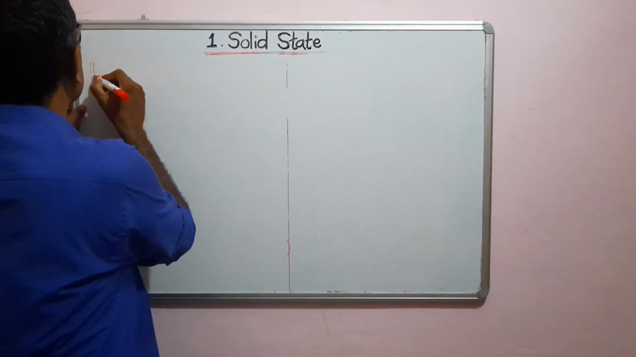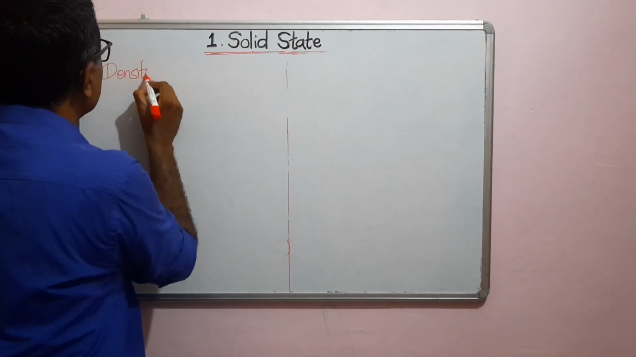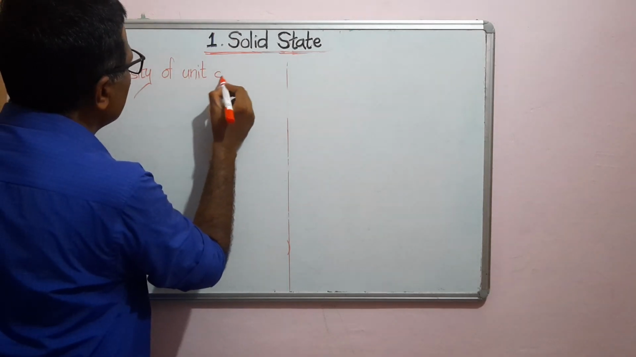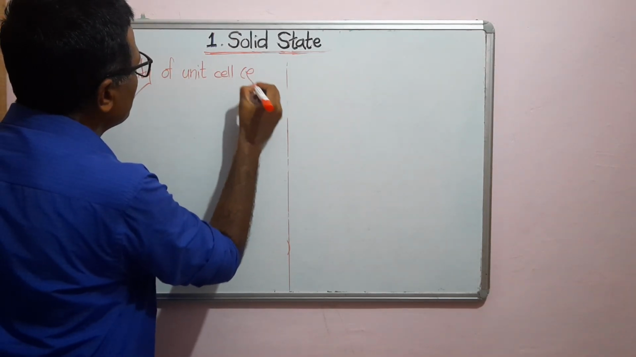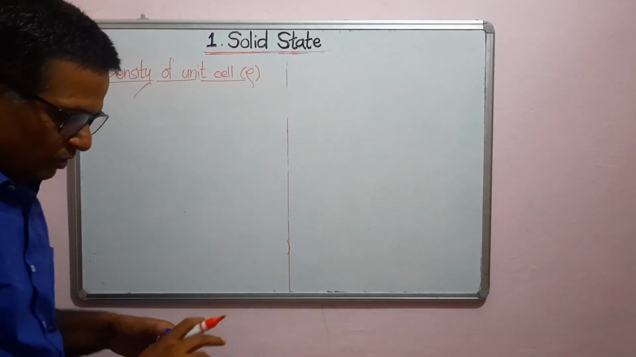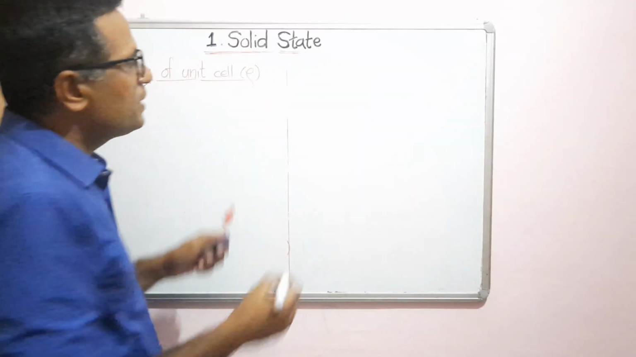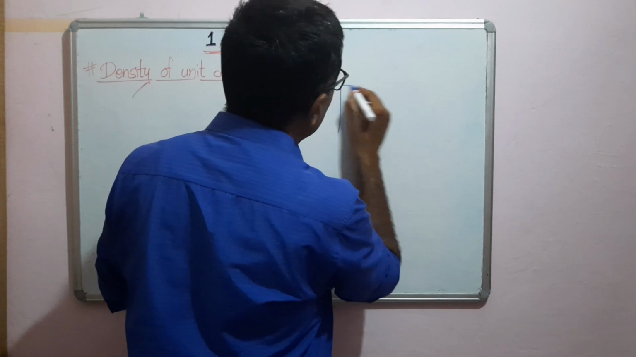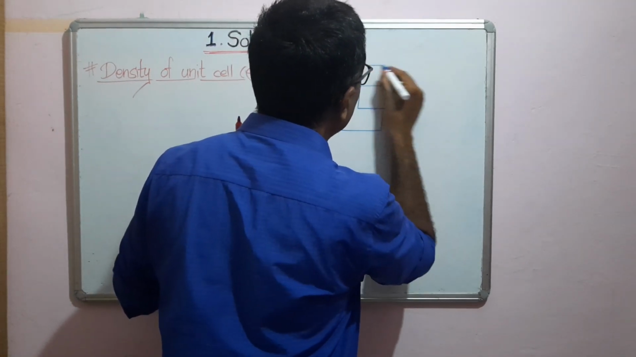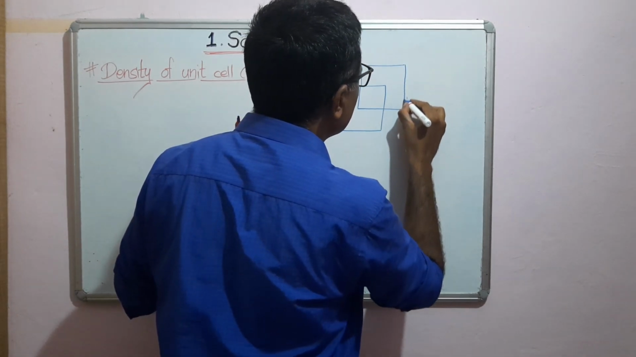So we'll start with the topic, that is the density of unit cell, which is denoted by letter rho. Now the unit cell under our consideration is nothing but cubic system. All of you know about this cubic system, which is the most symmetric system out of 7 types of crystal system.